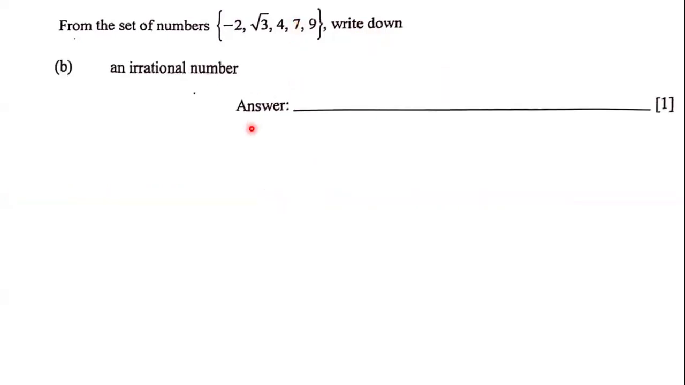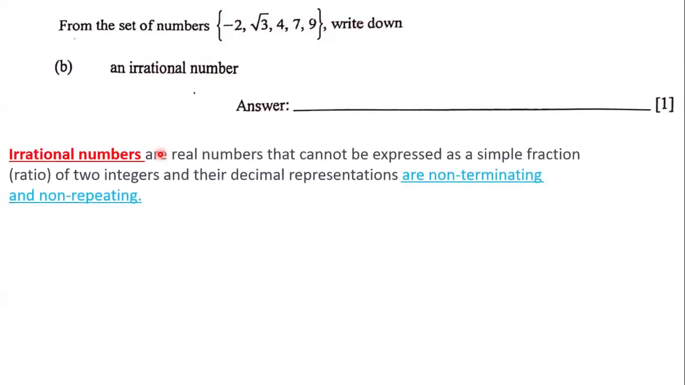Next, let's move on to this next question. It says, write down an irrational number. Now, first of all, let us outline what is an irrational number. According to this definition, irrational numbers are real numbers that cannot be expressed as a simple fraction or ratio of two integers, and their decimal representations are non-terminating and non-repeating.